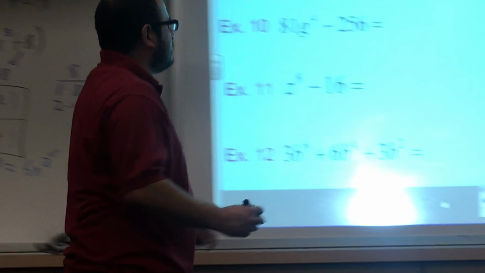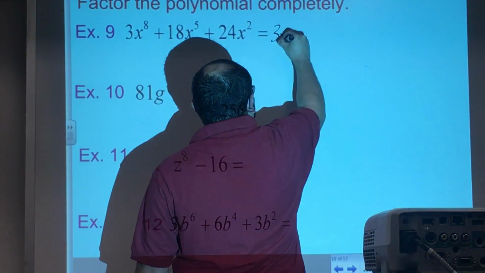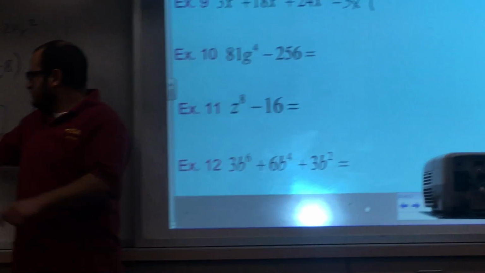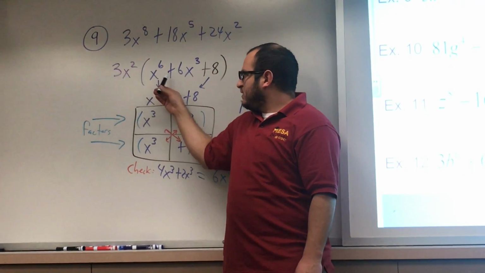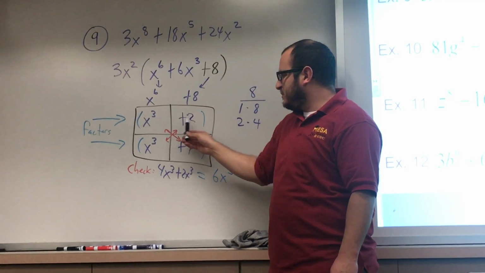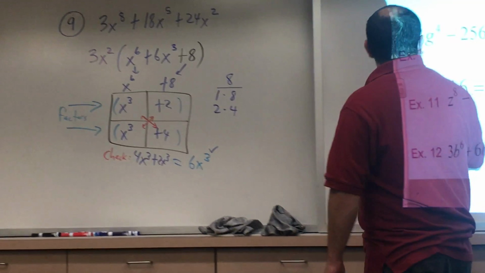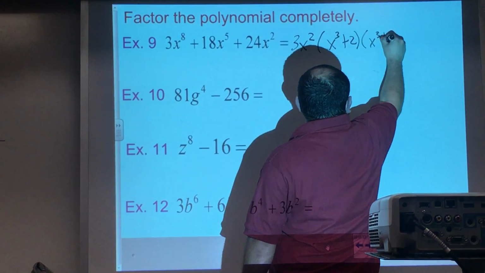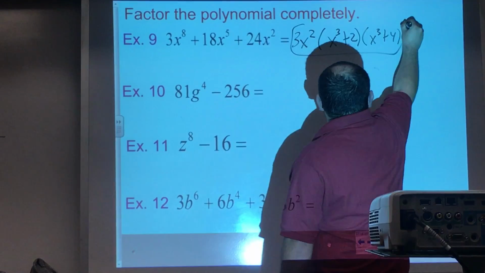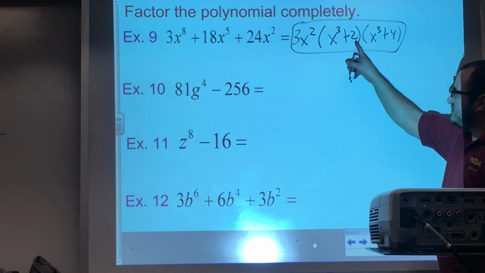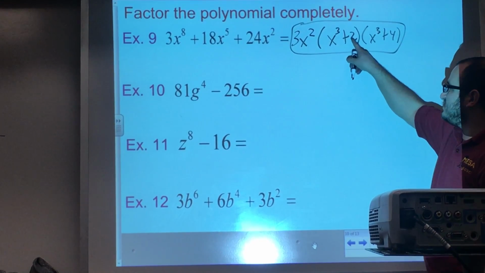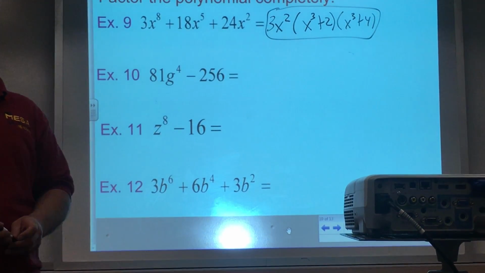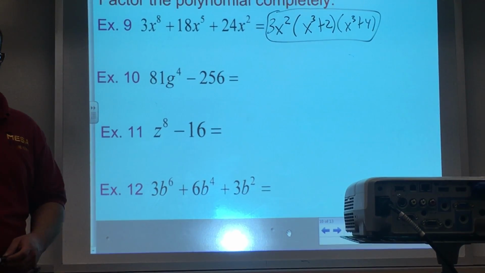We get 3x squared, okay? That came from here, and this right here are your answers. X cubed plus 2, x cubed plus 4, okay? And we're done, okay? The reason we cannot use cubic formulas, because there is no number out there when we multiply it 3 times gives you 2, and there is no number out there when we multiply it 3 times gives you 4, okay?